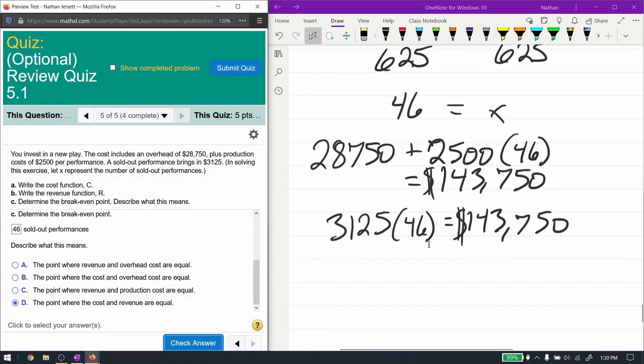What this means is that if you do not do at least 46 sold out performances, you will lose money in this play. If you want to gain money, you have to do more than 46 performances. If you only do 46 sold out performances, you will not actually gain any money. All the money that you make is going to the costs of the play.